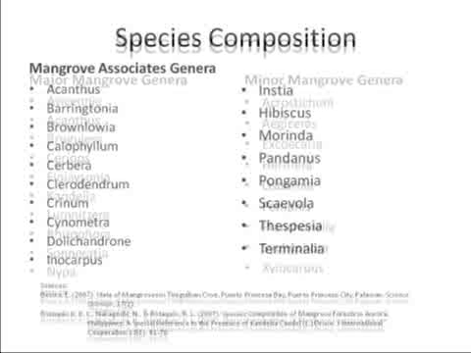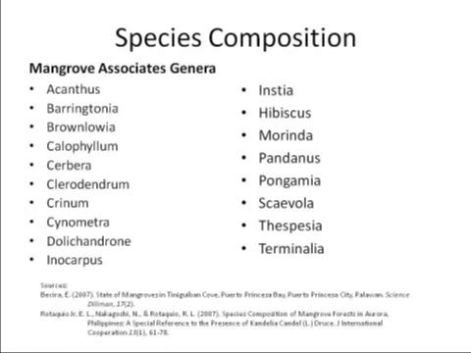The genera of mangrove associates reported in the Philippines include Acanthus, Barringtonia, Thespesia, Calophyllum, Cerbera, Clerodendrum, Crinum, Cynometra, Dolichandrone, Inocarpus, Instia, Hibiscus, Morinda, Pandanus, Pongamia, Scaevola, Derris, and Terminalia.